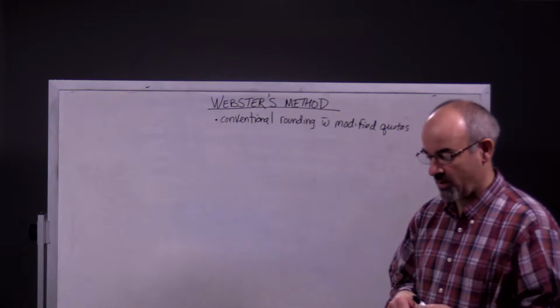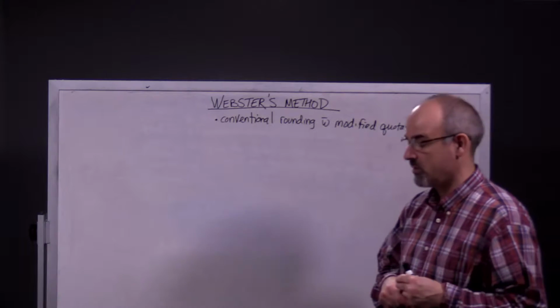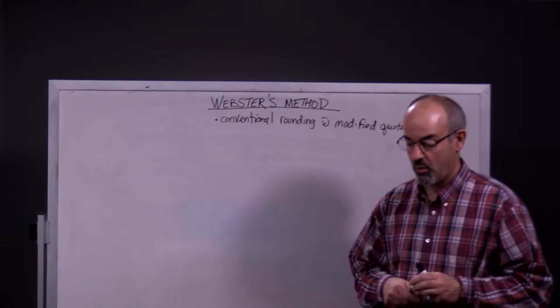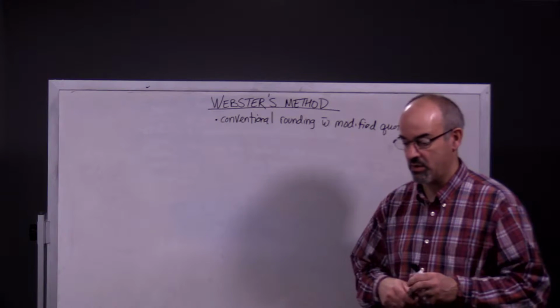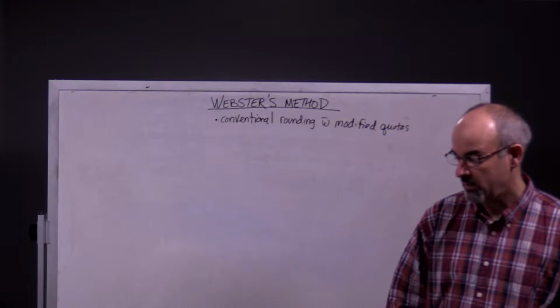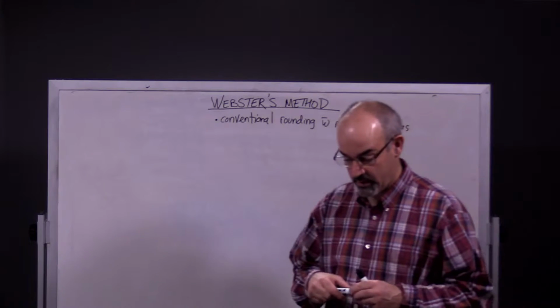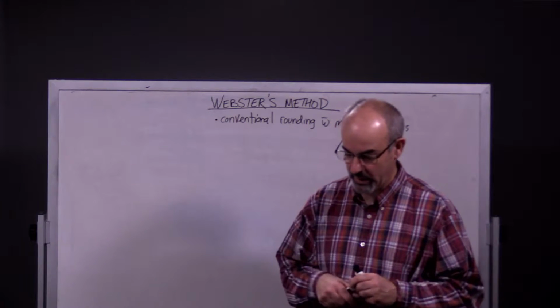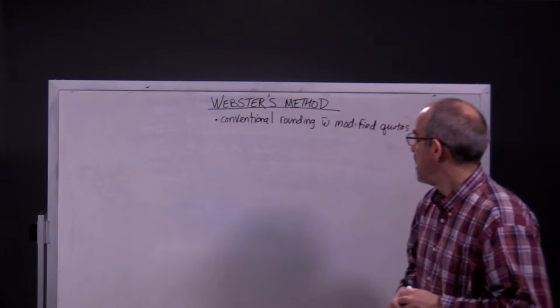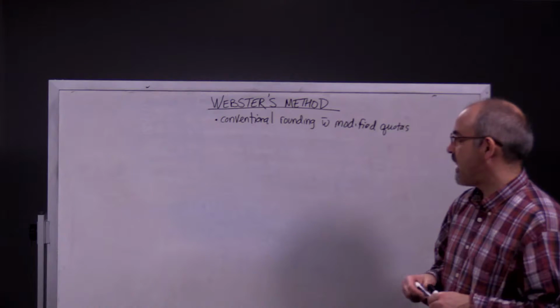there's extra time because I'm probably not going to cover the last chapter that I was going to cover. And I want to give you extra time to prepare for test number 2. We'll talk about Webster's method. It's not that difficult. It uses conventional rounding with modified quotas.